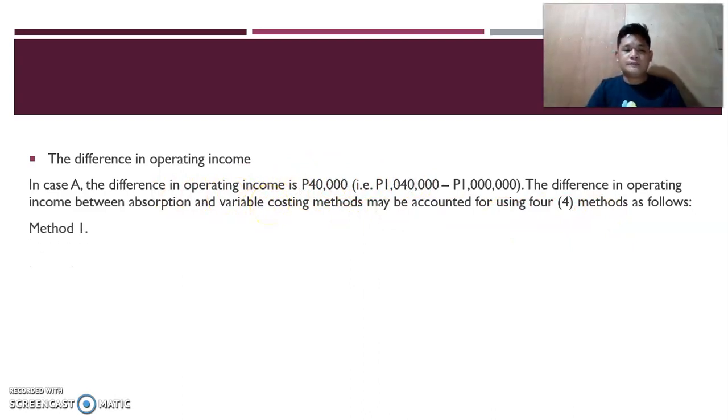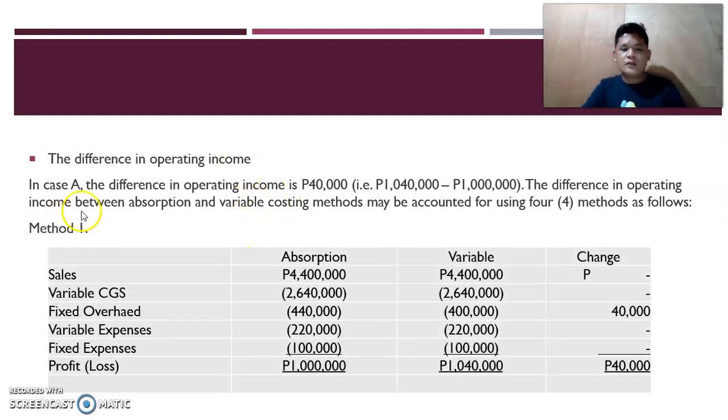Method number 1. Under absorption and variable, sales, the same, no effect. Walang change. Variable cost of goods sold, no effect also. Fixed overhead, dito na sila nagkatalo. Dito na class yung difference nila. Under absorption, 440,000. Under variable, 400,000 only. So, the change is 40,000. The same as variable expenses and fixed expenses. So, ang pinagkaiba or the difference is 40,000. This is method number 1.